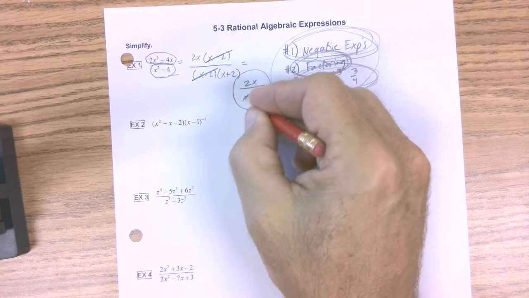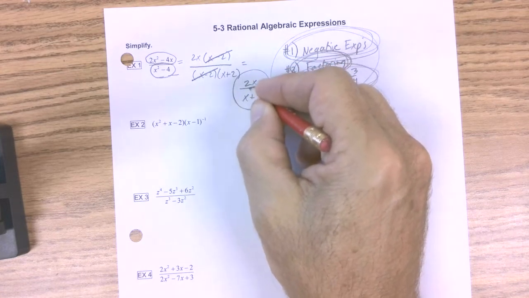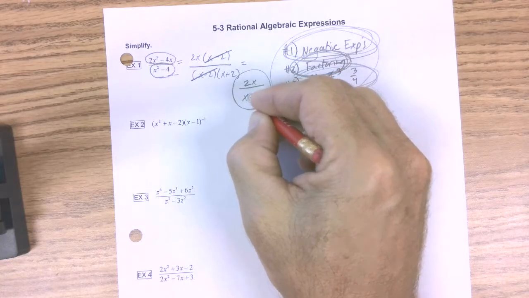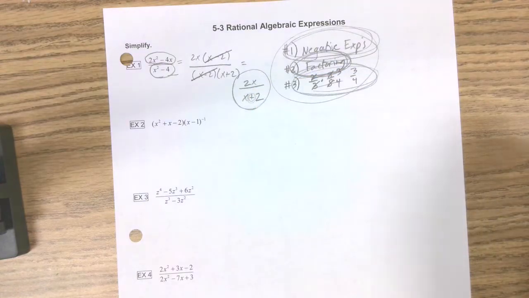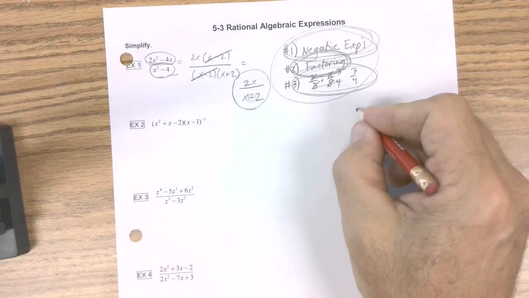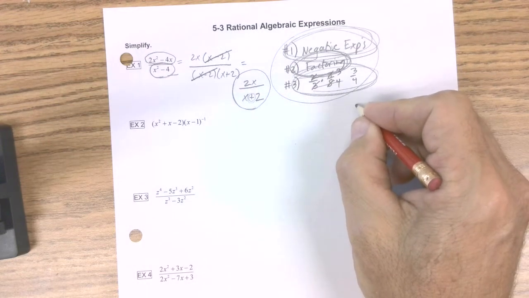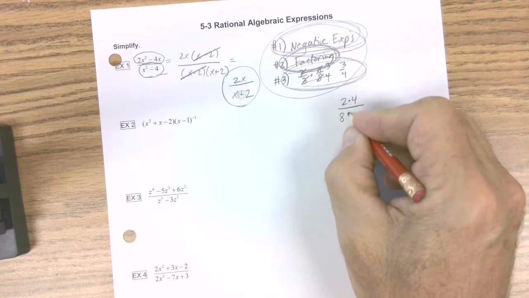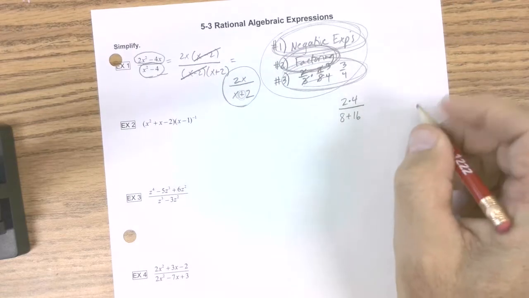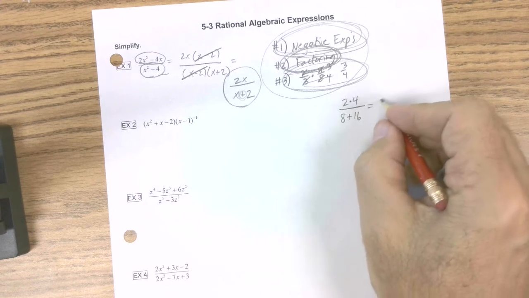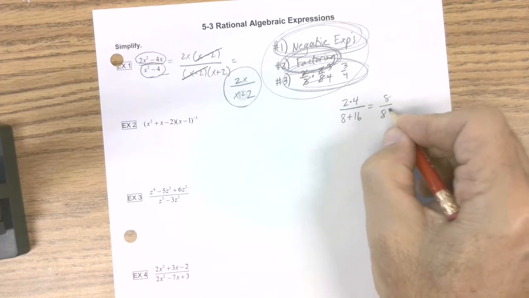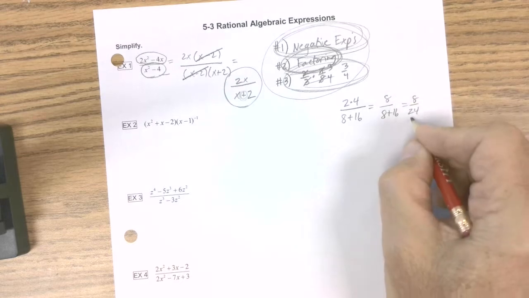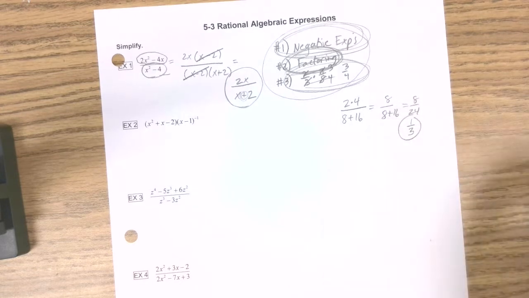Now, some students would be thinking, can I cancel these x's or cancel these 2's? No, because of that, okay? It just doesn't work out. So, for example, let's say I had 2 times 4 all over, I'll just make this up, 8 plus 16. Well, if I actually did the math, I'd have 8 over 8 plus 16, which is 8 over 24, which is 1/3, and that's the correct answer.